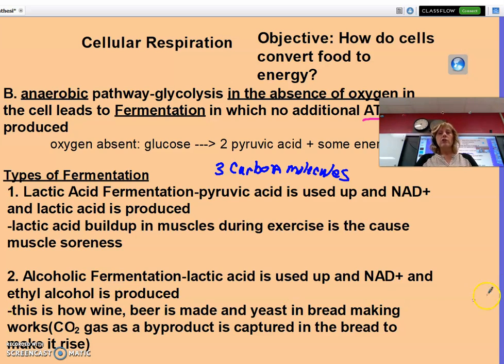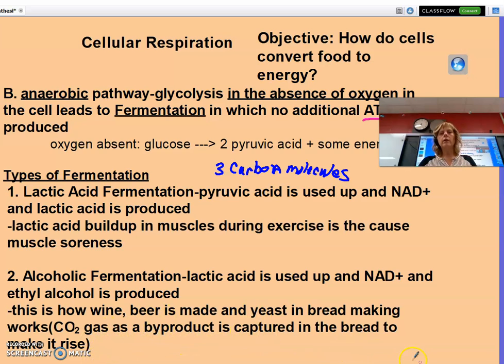The other type of fermentation is actually alcohol fermentation, where pyruvic acid is used up, NAD plus, and ethyl alcohol is produced. This is actually how wine and beer is made. So wine and beer are made using yeast, which is a fungus, and the metabolism of yeast produces obviously some products. If we're talking about something sitting in a liquid, it's not able to readily extract oxygen from the air. So we get alcohol fermentation.